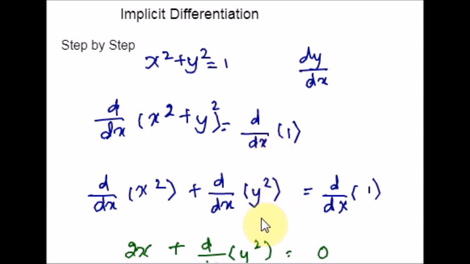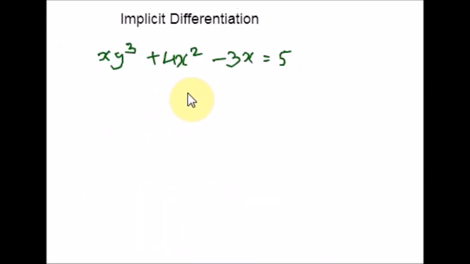Let me take one more example, somewhat different from this one. Here is a function given: x y cube plus 4x square minus 3x is equal to 5. By looking at the function itself, you can understand that this is an implicit function because it is written in terms of x as well as y. And here our goal is to find the expression for dy over dx.